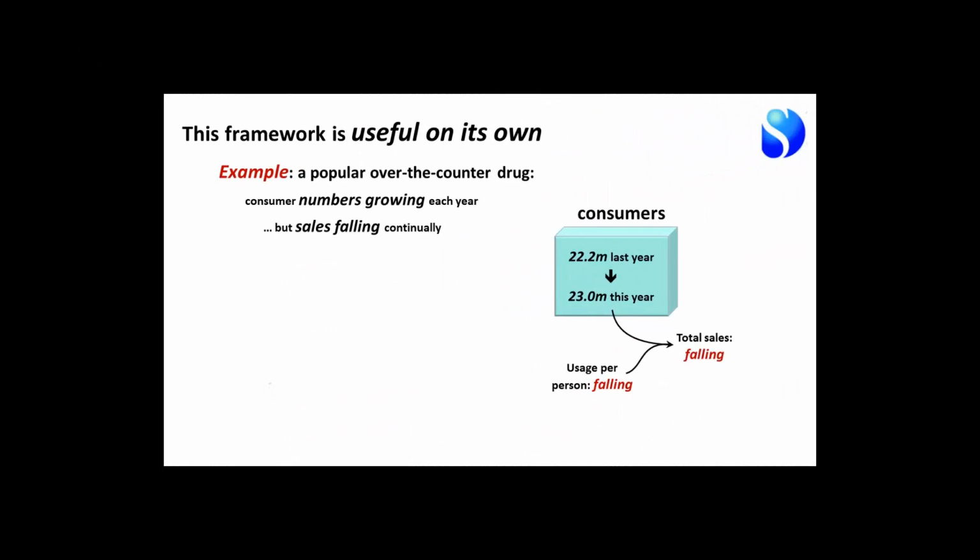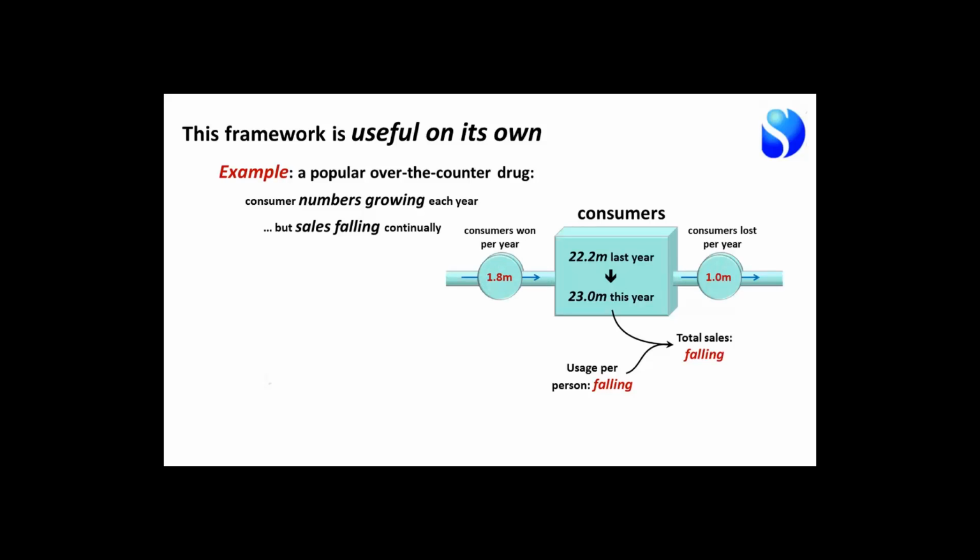So this is a case of a well-known and popular over-the-counter drug, and it's facing some problems. The marketing people are a bit worried here because although the number of consumers using the drug is growing each year, as you can see in the stock there, in spite of that, the sales of the drug are actually falling. Not very fast, but reasonably steadily and continually year on year. Now, if total sales are falling, but the number of consumers is increasing, then the usage per person must be falling faster than total sales. What we want to know then is what's happening to that stock of consumers.